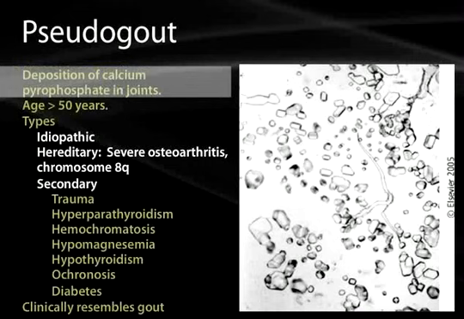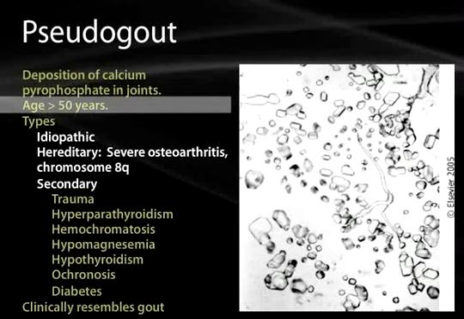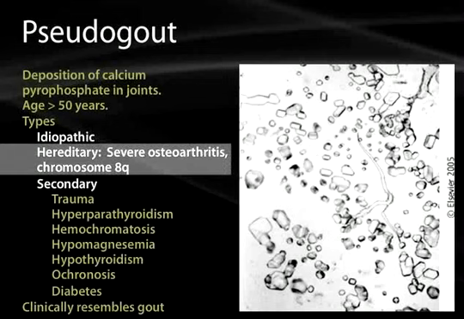Pseudogout is due to the deposition of calcium pyrophosphate in joints. Similar to gout, you will see this in older individuals, generally over the age of 50. The majority of cases of pseudogout are idiopathic. It can be seen in patients who have a hereditary form of severe osteoarthritis with a gene localized to the long arm of chromosome 8.